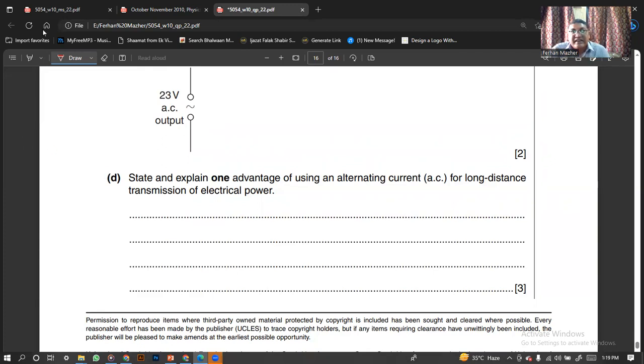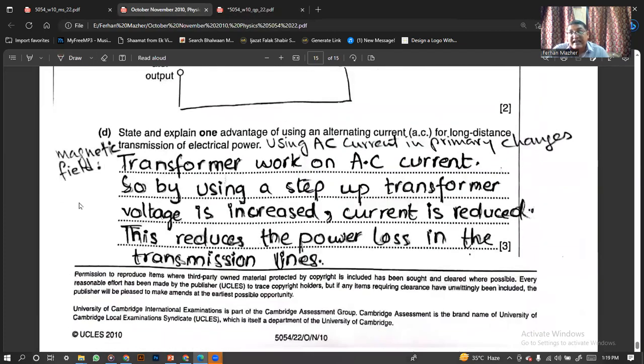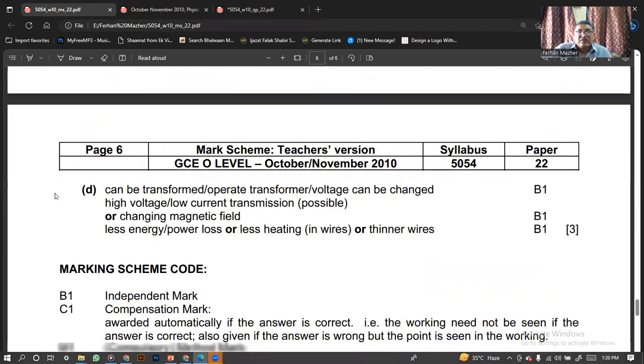So the alternating current is used because the transformers can work on it. So transformers work on AC current. So by using a step-up transformer, voltage is increased and the current is reduced. This reduces the power loss in the transmission lines. Okay, so this is my answer, and let me show you the answer.